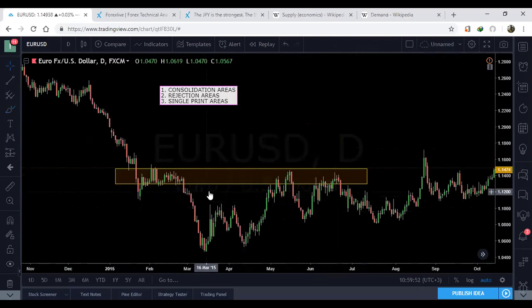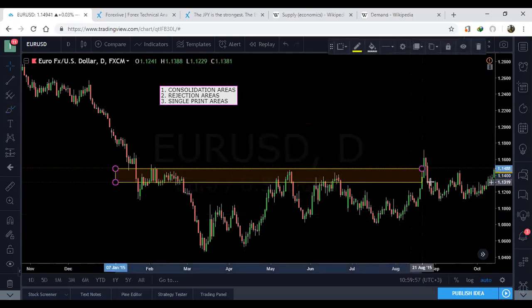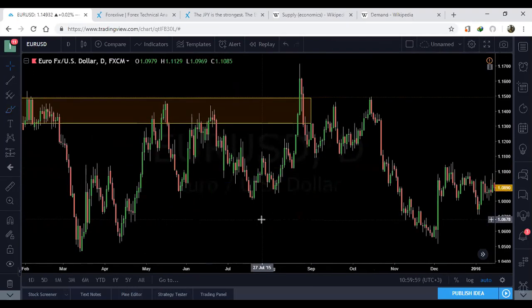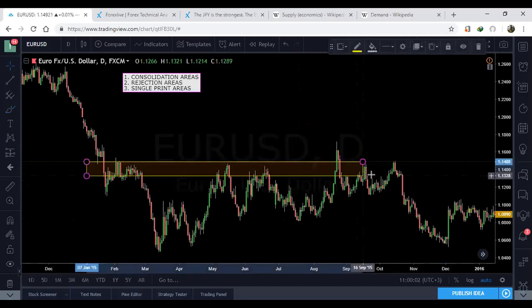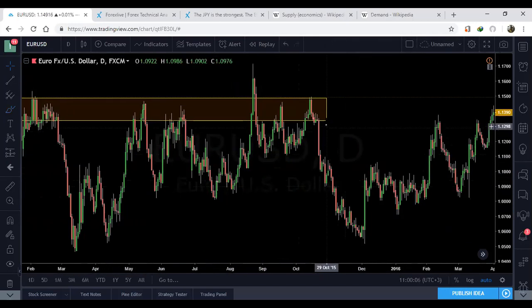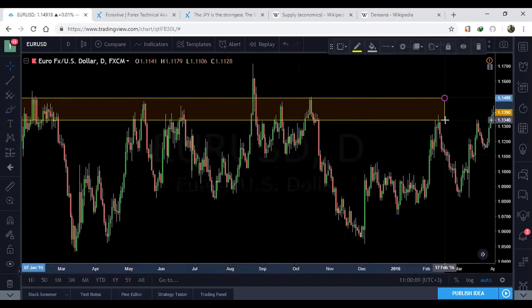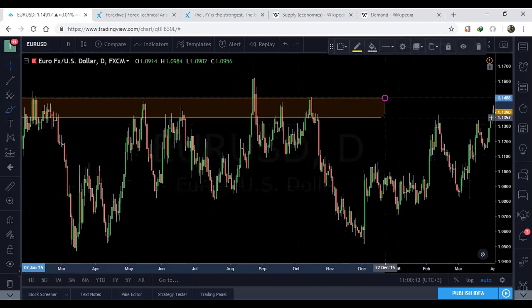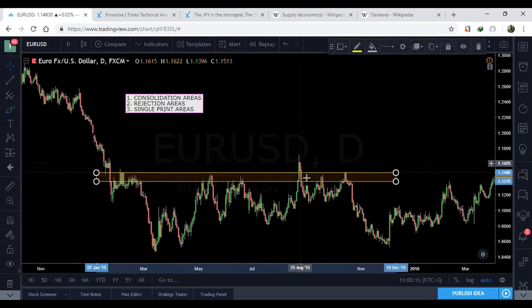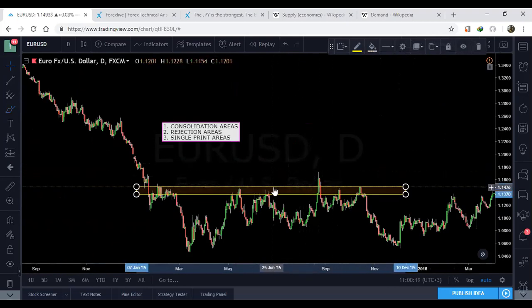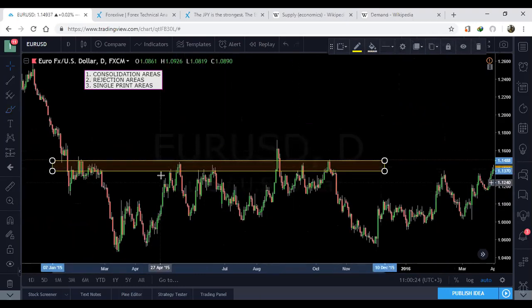The supply zone held. It held for 6 months until September. I think, no, it held almost the whole year until October. So for the whole year, price had been respected in this area, as we see right there. All this time, price was just respected on this area. So this is just a simple supply area.